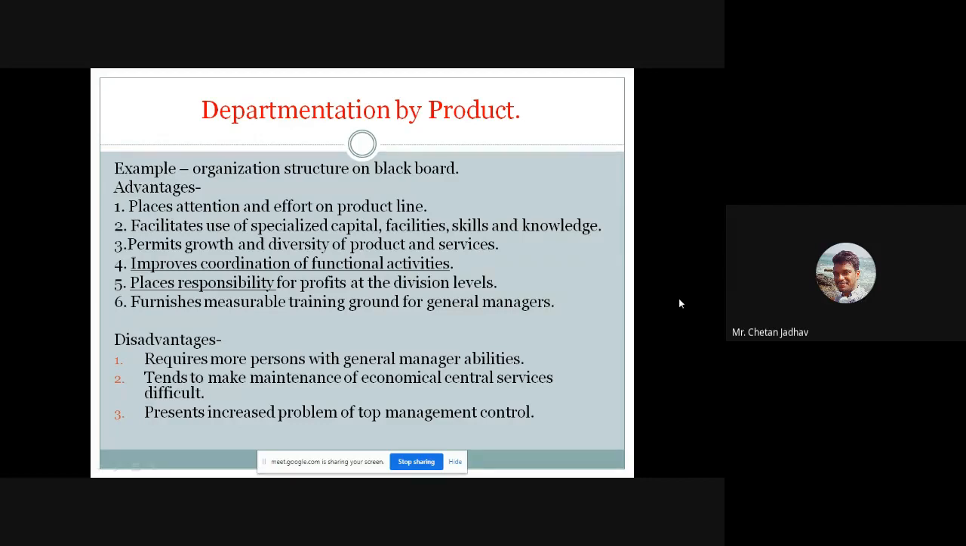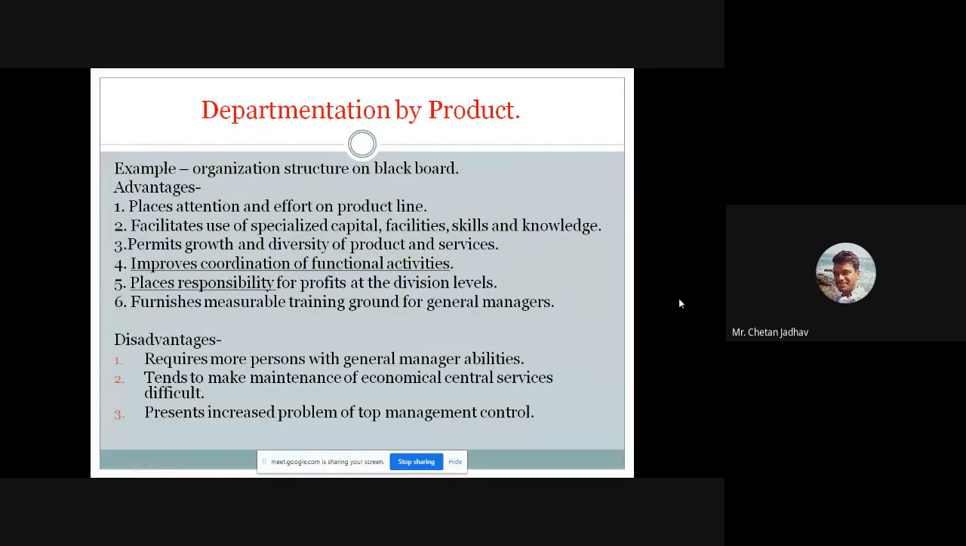Second, it facilitates use of specialized capital, facilities, skills, and knowledge. This is a very important advantage as far as the organization is concerned. Whatever amount is already defined for that particular product, that specialized capital cost we can easily analyze. Suppose we are assigned 100 rupees for that product, and we are making that product for about 95 rupees. So we are saving 5 rupees on each product at the manufacturing level only.